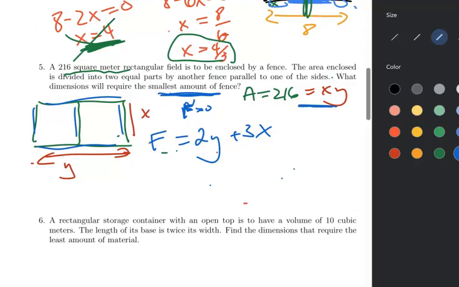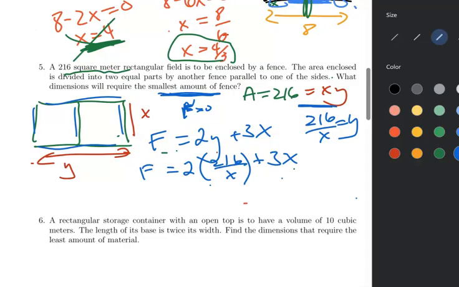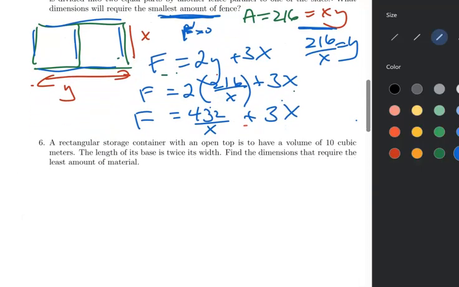Then I'm going to take this, and I just like to solve for y, so I'm going to put that in the denominator. So then I have f is equal to 2 times 216 over x plus 3x. And then I'm going to multiply 216 times 2. That gives me 432. So my fencing is 432 over x plus 3x. Okay, so now I'm ready to take the derivative.